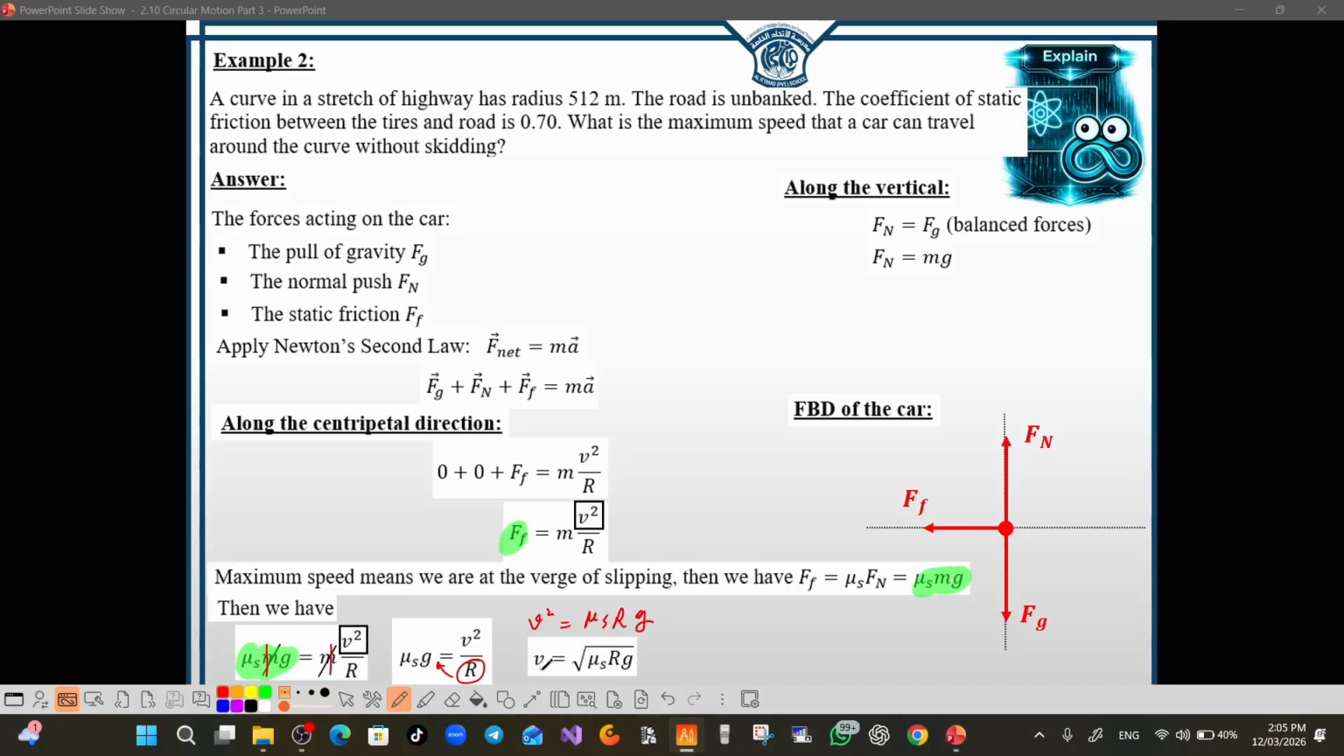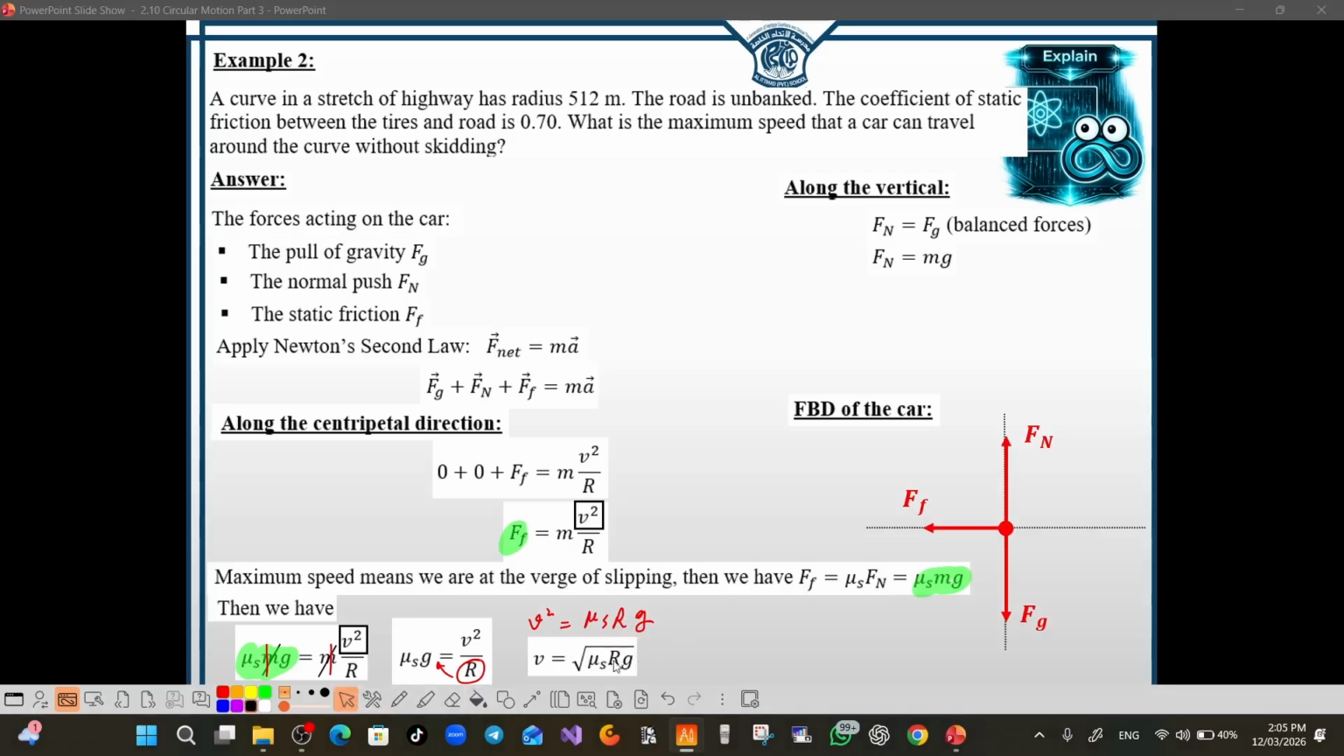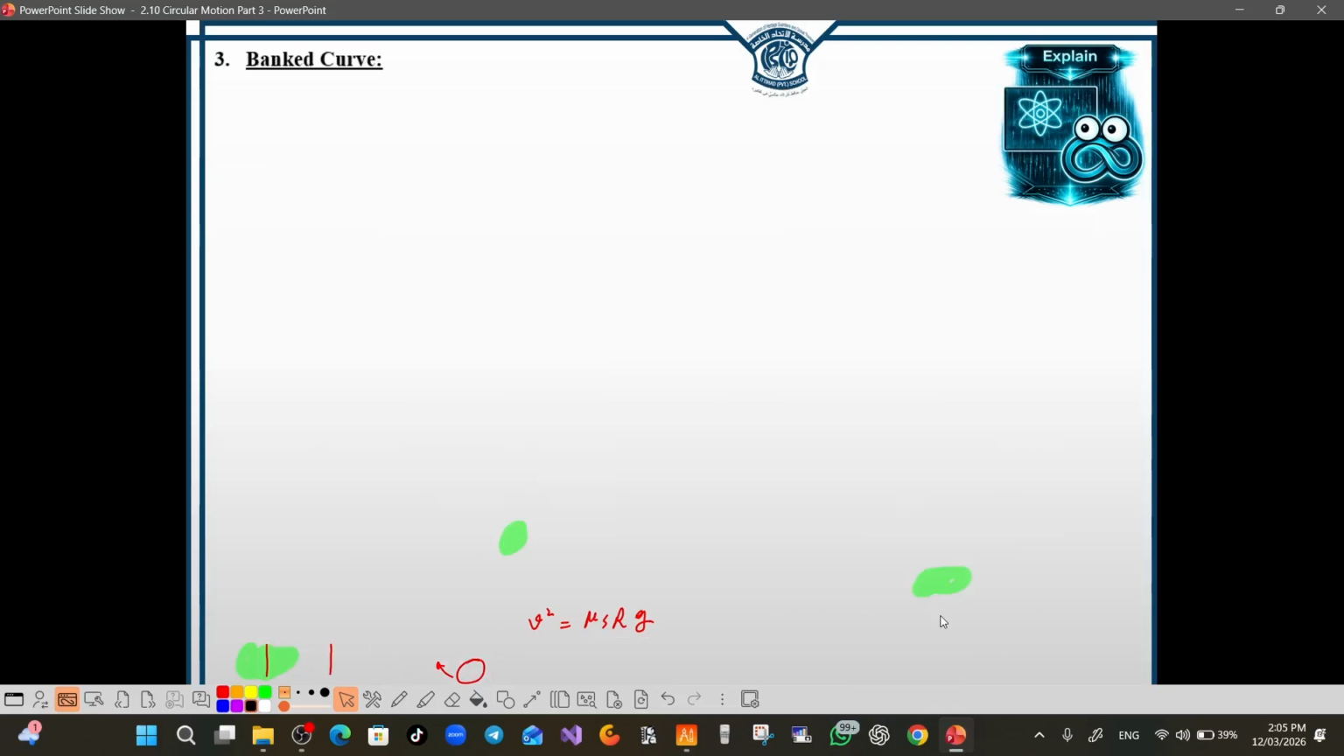Since we are looking for the speed and not the square of the speed, we just take the square root. And square root of mu s r g is a very, very important relationship in unbanked curves. So this speed, not any speed, is the maximum speed the object can move around the circle without skidding or moving outward. And using this information, this speed here is 52.3 meters per second.